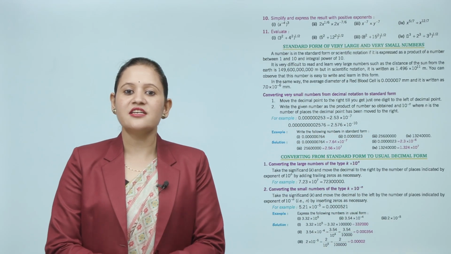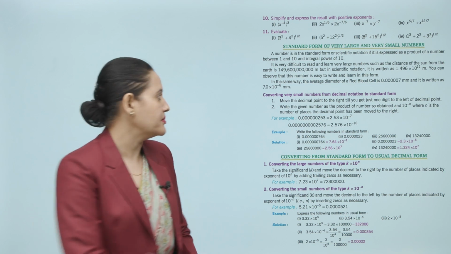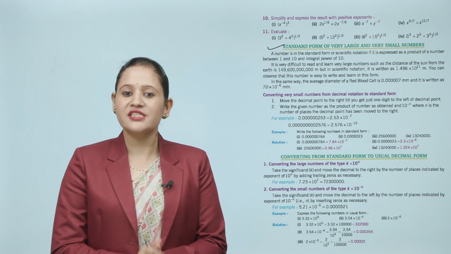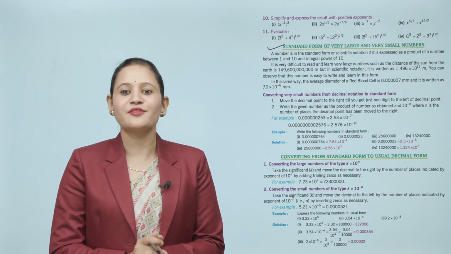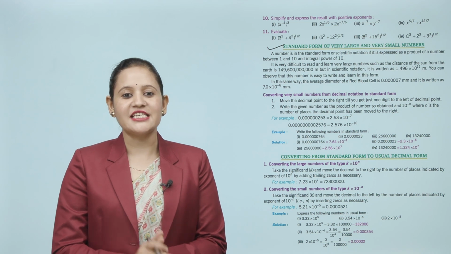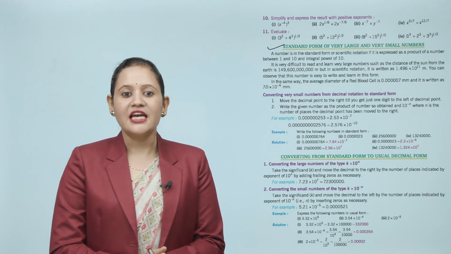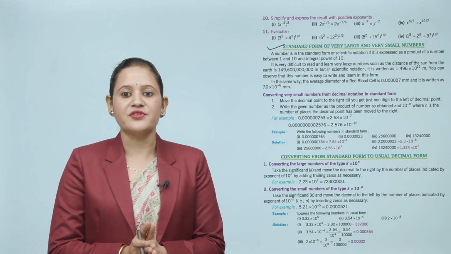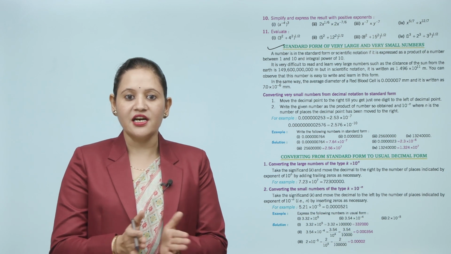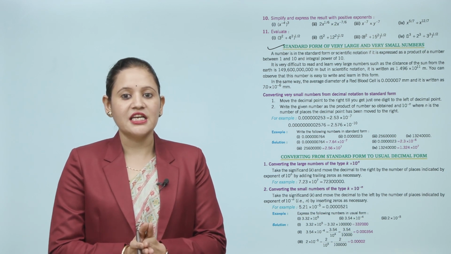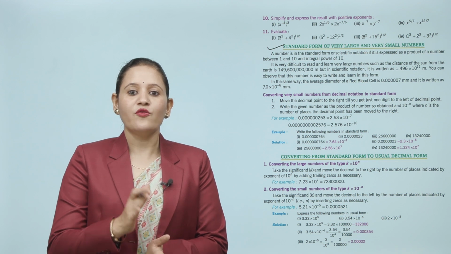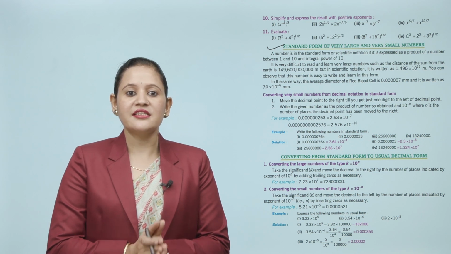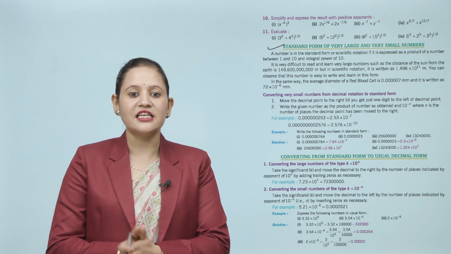Our next topic is standard form of very large and very small numbers. A number is in standard form or scientific notation if it is expressed as the product of a number between 1 and 10 and integral power of 10. It is very difficult to read and learn very large numbers such as the distance of the sun from the earth, that is very large, but in scientific notation it is written as 1.496 multiplied by 10 to the power 11 meter. You can observe that this number is easy to write and learn in this form.